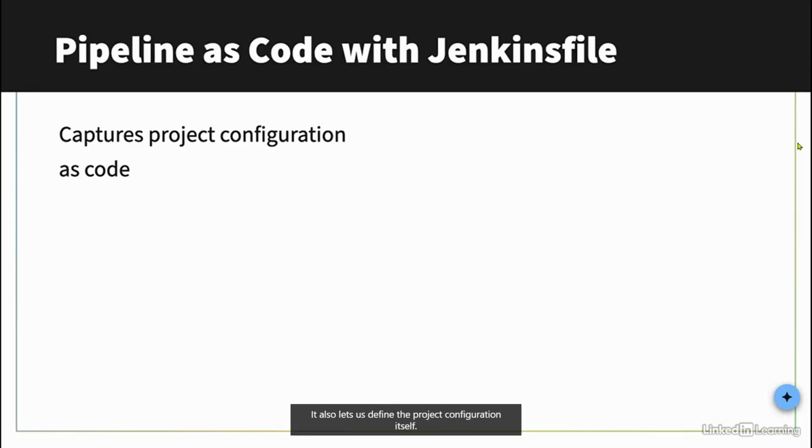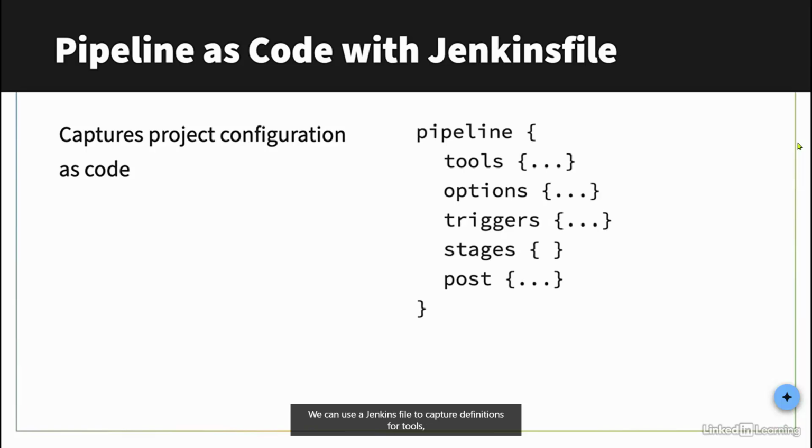But the Jenkinsfile lets us go beyond just capturing a pipeline. It also lets us define the project configuration itself. We can use a Jenkinsfile to capture definitions for tools, options for our project, triggers to run a project, and much more. Essentially, any configuration that we could make in the Jenkins graphical user interface, we can capture as code in the Jenkinsfile and store it along with any other files in the repo. You'll see some of these pipeline sections used in upcoming lessons.